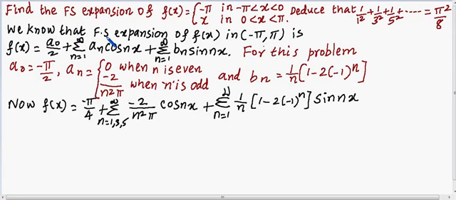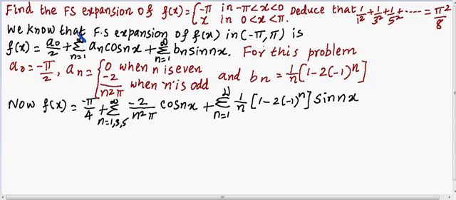We know that the Fourier series expansion of f(x) in the interval -π to π is written as f(x) = a0/2 + Σ (n=1 to ∞) an cos nx + Σ (n=1 to ∞) bn sin nx. For this problem, you find the values of a0, an and bn by the usual procedure, and we have given here the values of a0, an and bn directly. Students are requested to solve for a0, an and bn on their own to check whether they are correct.